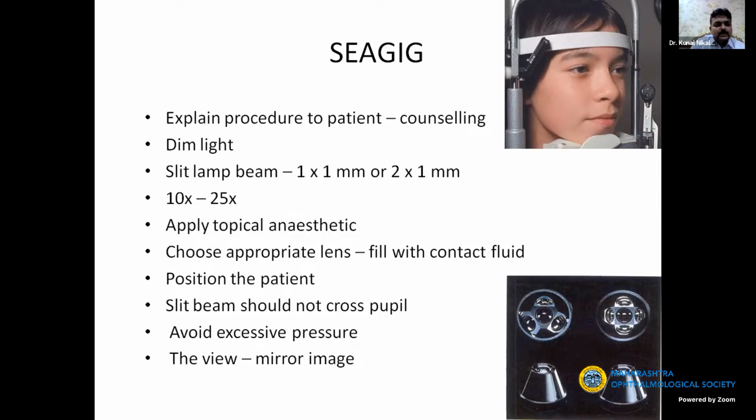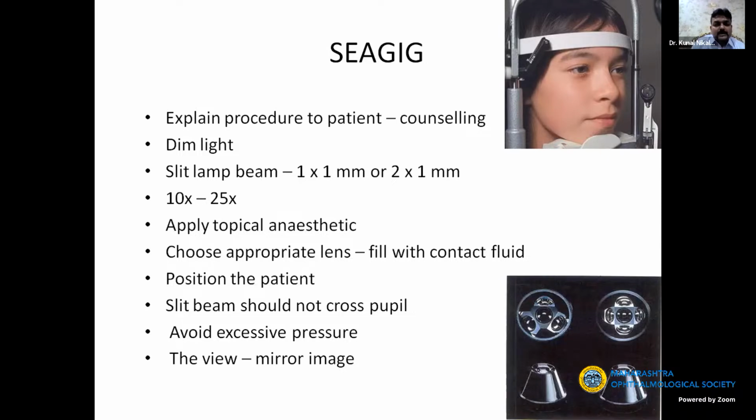Always explain the procedure to the patient. Tell the patient that something will come near to the eye, and we won't put any lens on the cornea. So counseling is important. Dim light has to be there. Slit lamp beam of narrow beam. 10x to 25x zoom can be there. Application of anesthetic is important.